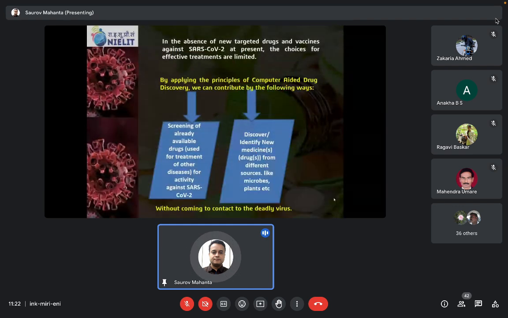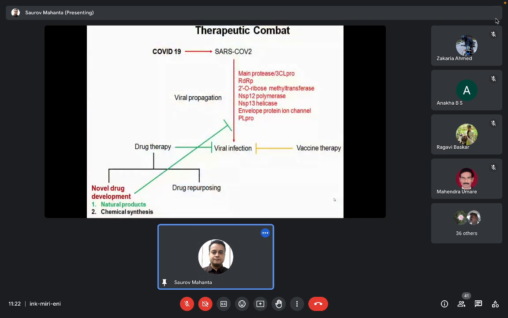And most importantly, why is CADD so popular? Because you don't have to come into physical contact with the virus, okay? So the virus name is SARS-CoV-2. Those red marked names are basically well recognized disease targets. Main protease, 3CL-Pro, RDRP, okay? There are so many, PL-Pro. So many drug targets have already been identified. People are working on that. And this basically helps in the viral propagation.